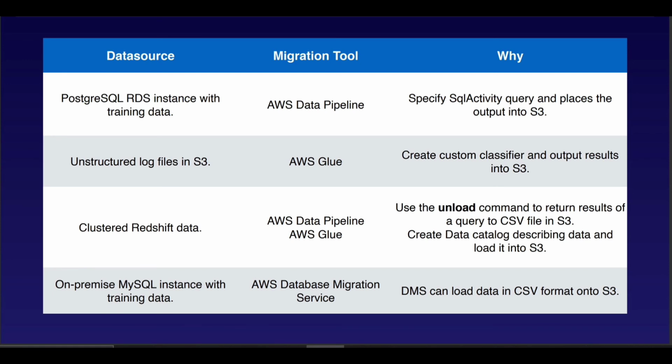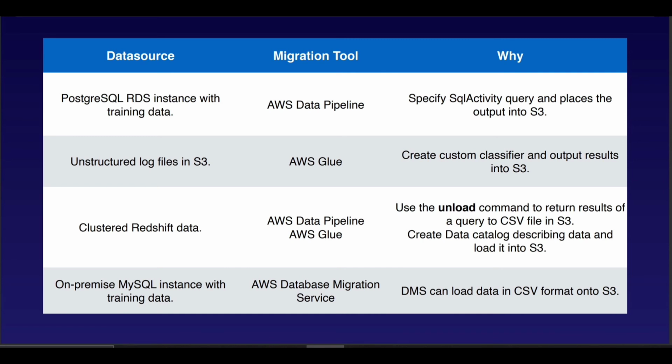So, let's say we have some unstructured log files in S3. Well, what we can use is AWS Glue to create custom classifiers if the built-in classifiers can't recognize a schema, and output the result into S3, for instance, in CSV format.